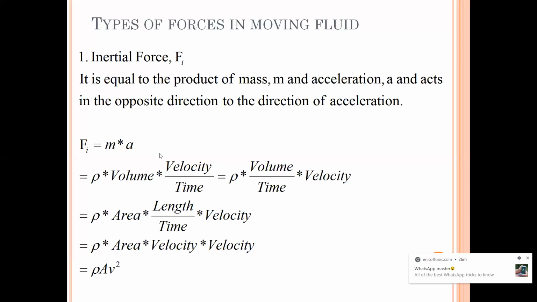So if I calculate my inertial force, Fi is m into a. Mass is generally represented as rho into volume. Acceleration, I'm writing as velocity divided by time. So I'm moving the time under volume, and putting velocity separately. Volume I'm writing as area into length, so length by time, and here into velocity. So rho A, length by time is velocity, into velocity. So I'll finally get my inertial force as rho A v square. Okay, so this is my inertial force.